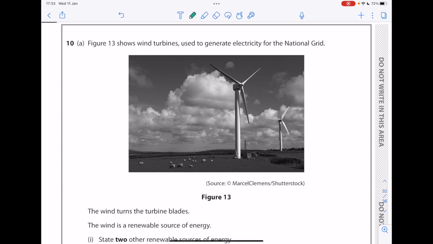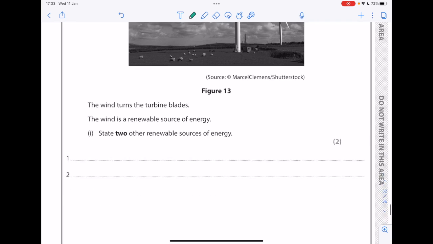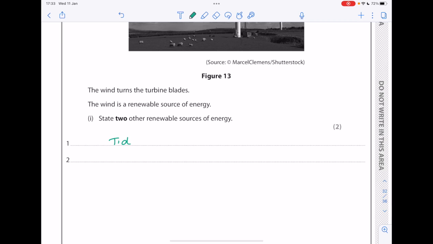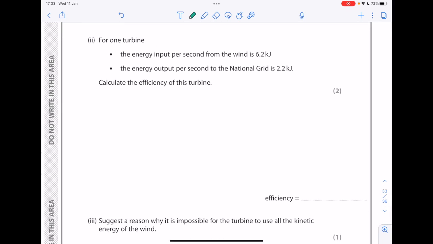Figure 13 shows wind turbines used to generate electricity for the national grid. The wind turns the turbine blades. The wind is a renewable source of energy. State 2 other renewable sources of energy. Lots of options here: tidal, geothermal, biomass, solar.